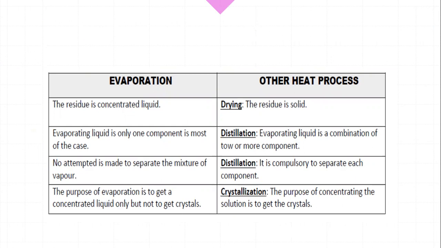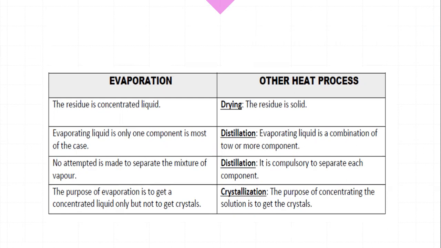In evaporation the residue is a concentrated liquid. You usually get the residue in liquid form, while in drying the residue is solid. So if we evaporate all the liquid material and get a solid residue, then the process is called drying, and it is not called evaporation.